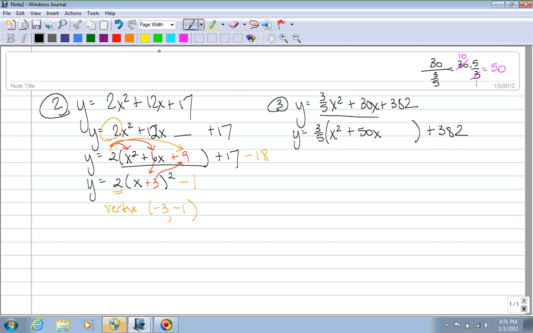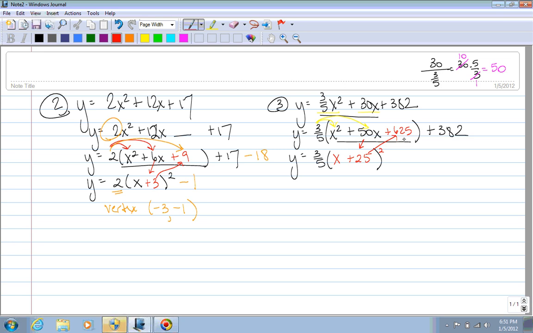So if you want to check, 3/5 times x squared is this first term, and 3/5 times 50x is the second term. So you didn't change the value any, you just pulled the 3/5 out front. So that 3/5 is just going to be sitting there out front unused, and we're going to complete the square with this trinomial. So you're going to take half of the 50 and put it inside the parentheses, and then square that. 25 goes in the blank for your perfect square, which is 625.